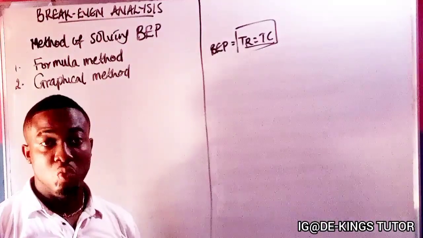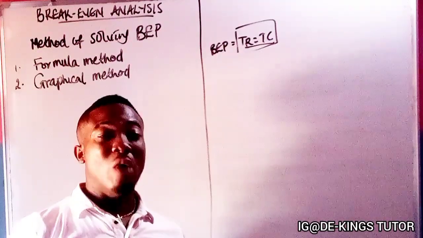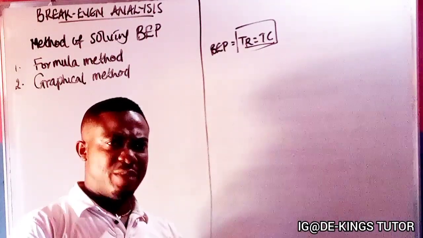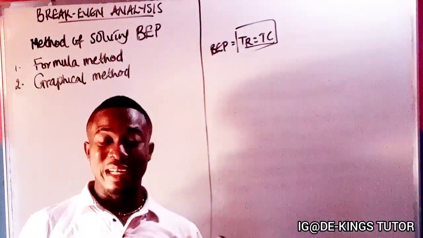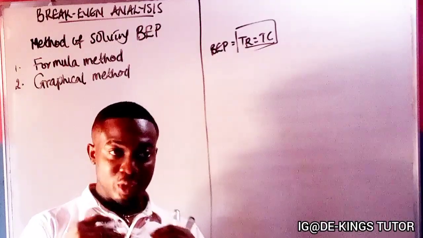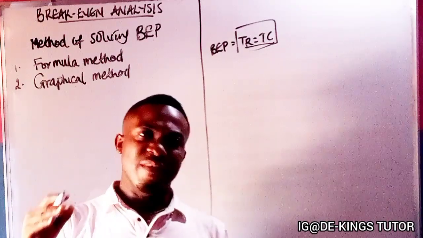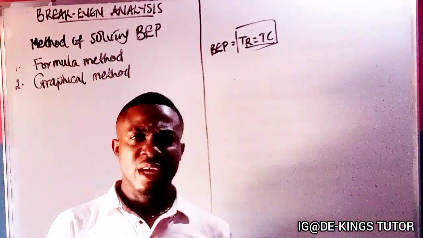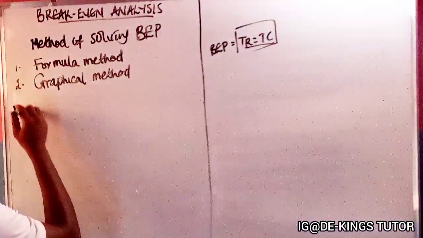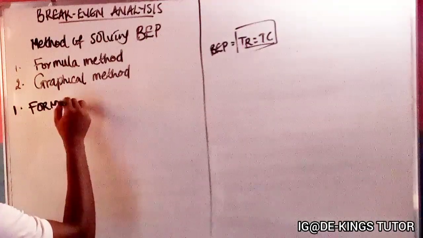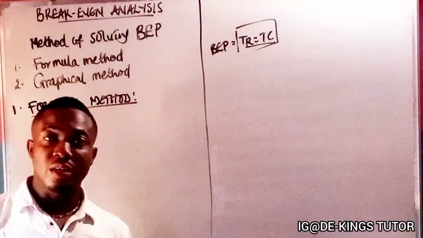These are the two ways we solve the break-even point. Using the formula, we'll be given a question in which we have to apply the formula. We're going to see different formulas as regards the break-even point, and also the graphical method, in which we'll draw a graph and check through it to see at what level of sales the total revenue is equal to the total cost. Okay, now let's see the first one, which is the formula method.